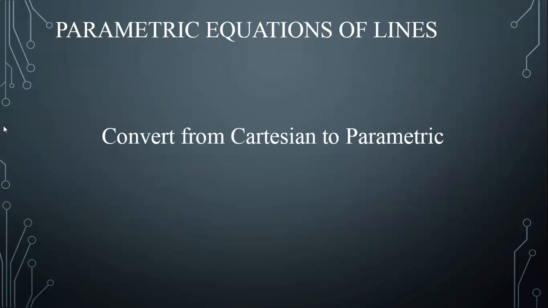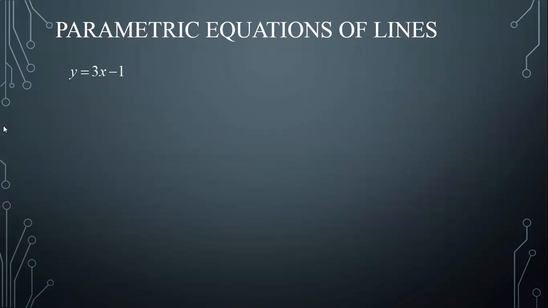But now, how do we convert from Cartesian to parametric equations? Given the Cartesian equation of a straight line y equals 3x minus 1, the slope of the line is 3, which can be seen as 3 over 1. Then we have a horizontal displacement of plus 1 and a vertical displacement of plus 3, which leads to a direction vector v of components 1 and 3.